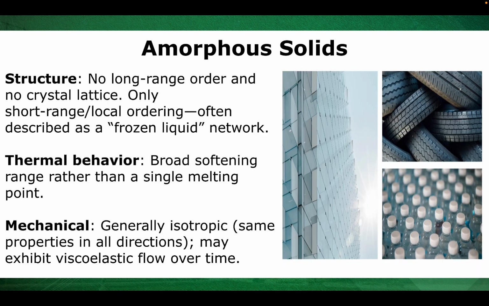The next type of solid would be amorphous solids. Structure, you have to remember that there's no long-range order and no crystal lattice. They only have short-range or local ordering. So they are often described as frozen liquid network. Now, amorphous solids have a range instead of a single melting point. Generally, amorphous solids are isotropic, meaning same properties all throughout. Amorphous solids will also exhibit viscoelastic flow over time, meaning the flow or the movement is viscous and at the same time elastic.